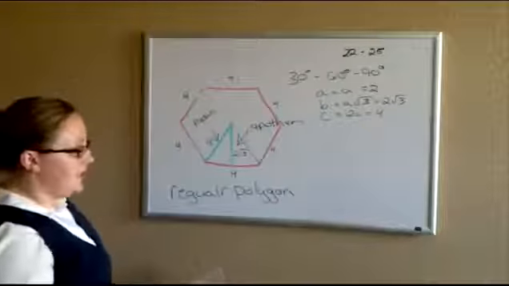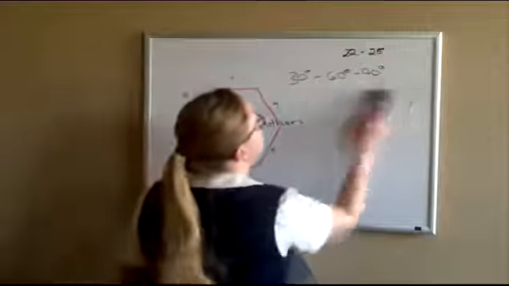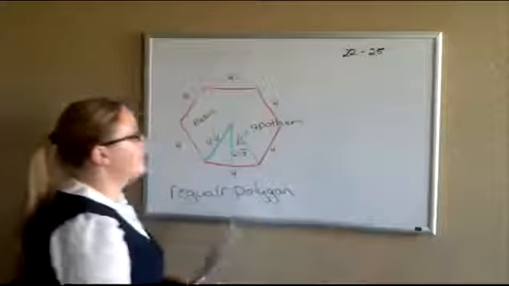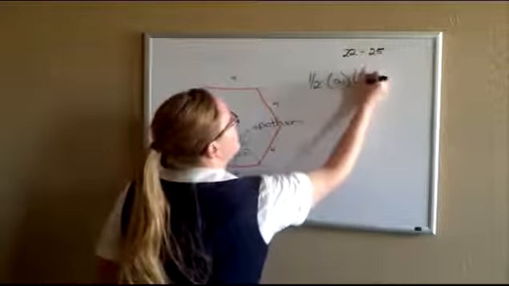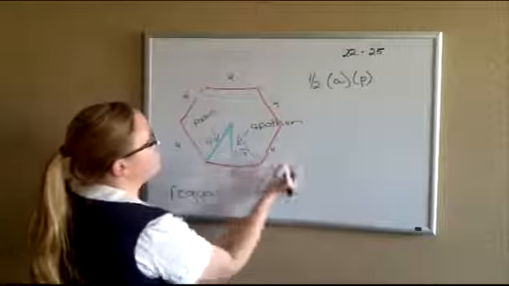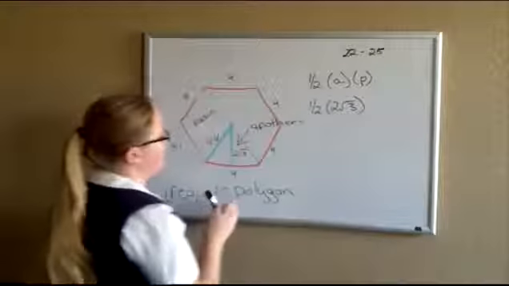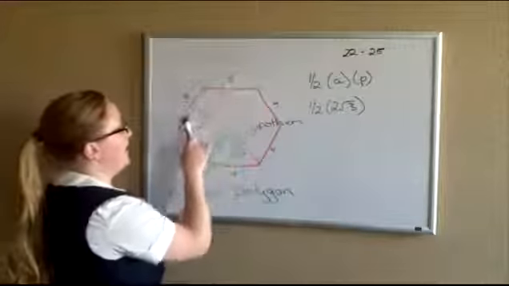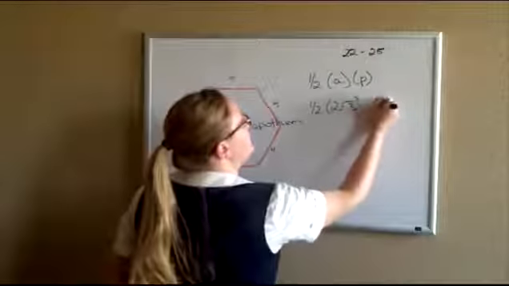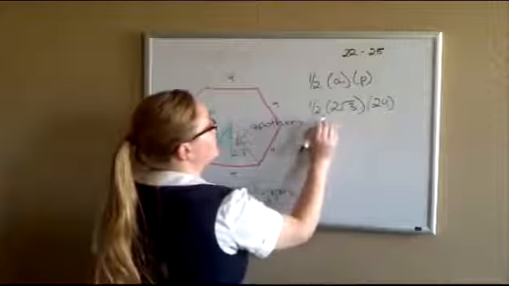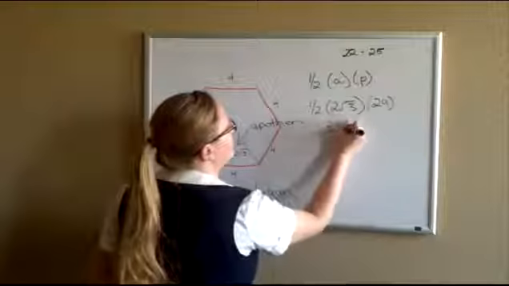And then the last one is the area of the regular polygon, which is equal to 1/2 the apothem times the perimeter. We found the apothem was 2 square roots of 3. And the perimeter is 4 six times. So 4 times 6 is 24. So that goes here. 24 times 2 is 48, and then divided by 2 is 24 square roots of 3.